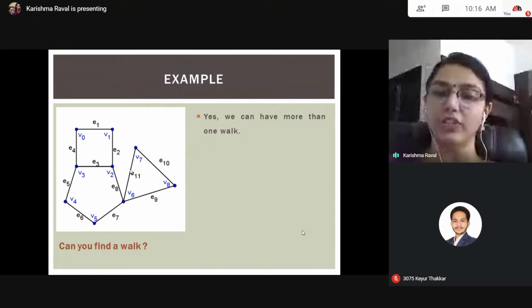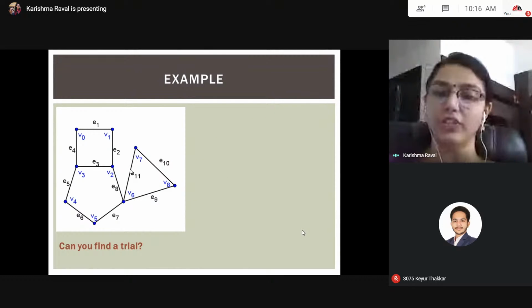These are many types of questions which come to our mind. But this is the very basic question, and the answer to this question is yes, we can have more than one walk. I have taken a few examples: V0, e1, V1, e2, V2, e8, V6, e11, V7, e10, V8. Or V4, V6, V5. Or V2, e3, V3, e5, V4, e6, V5. These are a few walks.